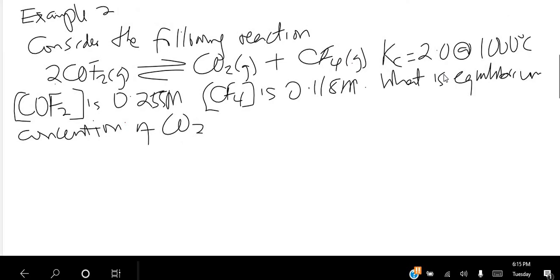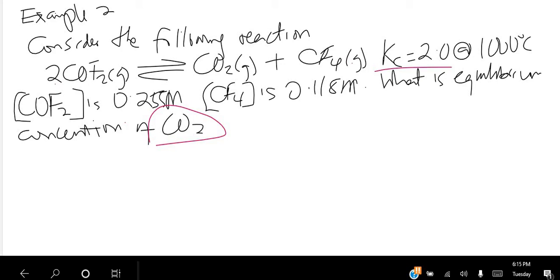So this is another example for this reaction. The Kc is 2.0 at 1000 degrees C. We have the concentration of the reactant to be 0.255, and of the two products, CO2 is unknown and we have the CF4 to be 0.118. What is the equilibrium concentration of our CO2? So we are looking for the equilibrium concentration for CO2.